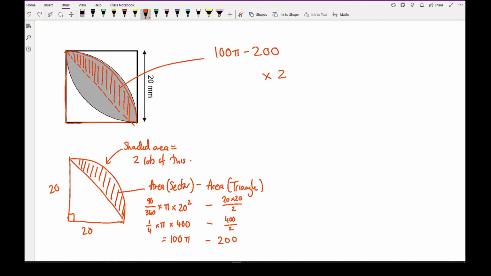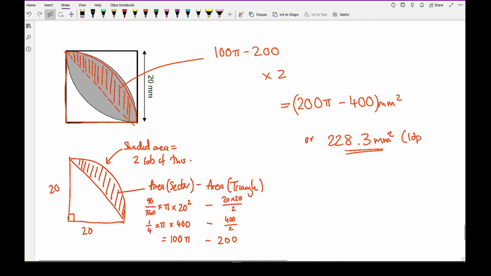Now I need 2 of them, so I multiply that by 2, and so my answer in terms of pi is going to be 200 pi minus 400, and that's millimetre squared. Or as a decimal, if I type that in, I've got 200 pi minus 400, and that gives me an answer of 228.3 millimetre squared, and that's to 1 decimal place.